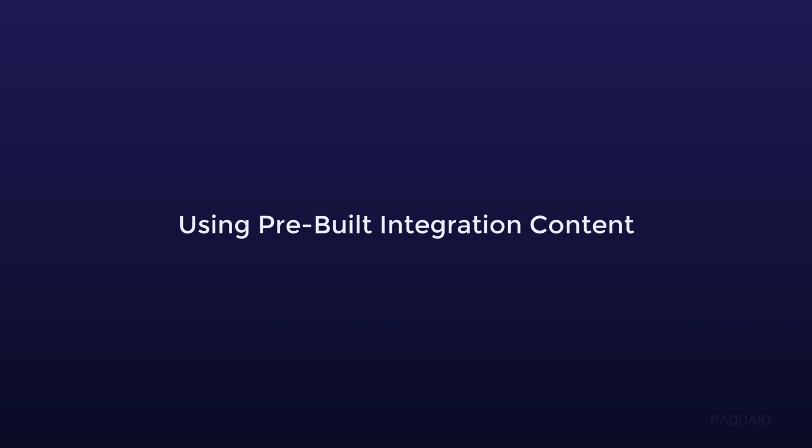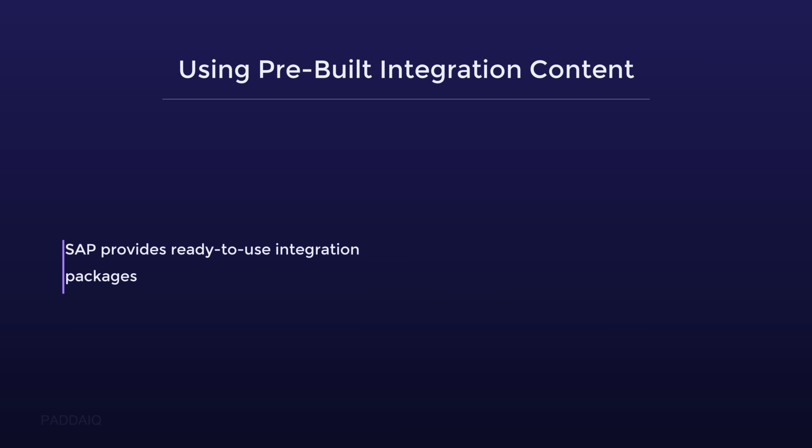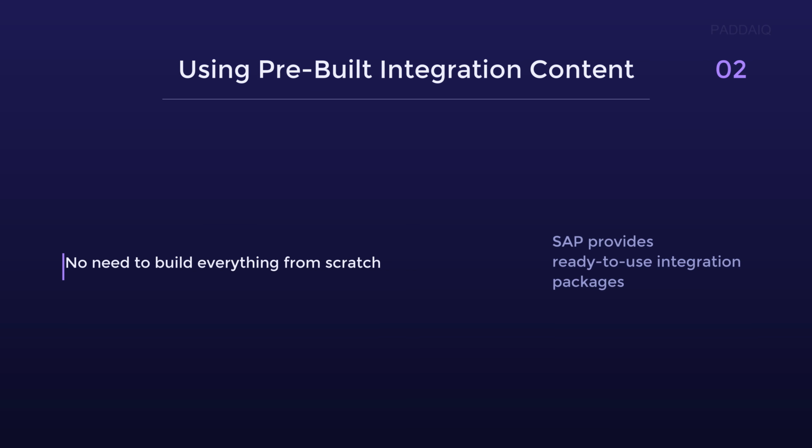Using pre-built integration content. SAP provides ready-to-use integration packages. These are pre-assembled solutions that connect SAP applications quickly without custom coding. For example, a package can automatically sync customer data between SAP S/4HANA and Salesforce. This saves significant time and effort, letting you focus on business processes rather than technical setup. No need to build everything from scratch.